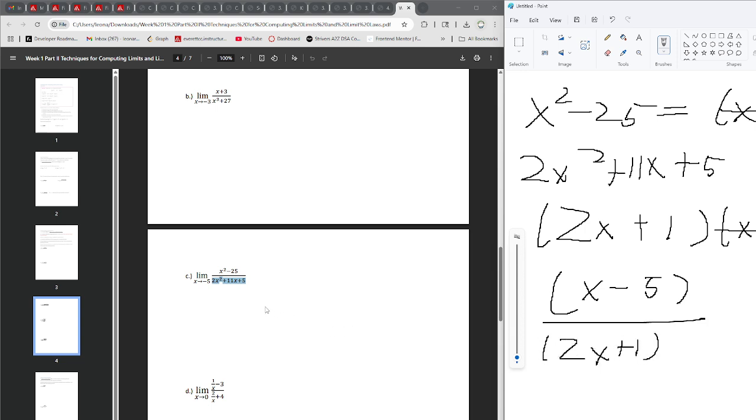We can directly substitute negative 5 now. So we have negative 10 over negative 5. So negative 10 minus 9.